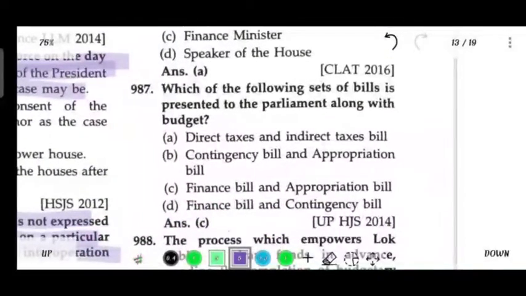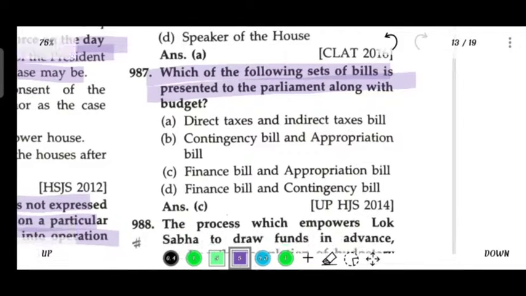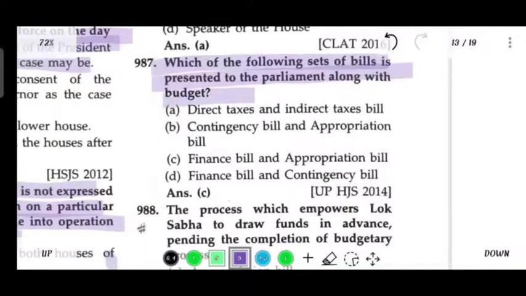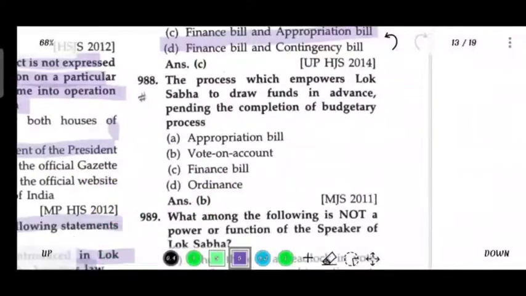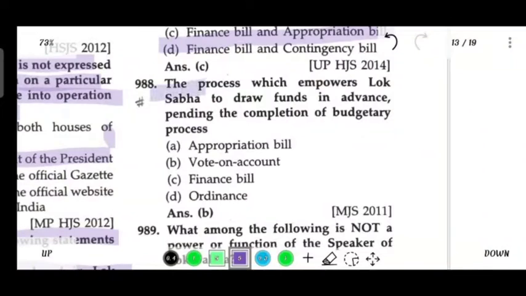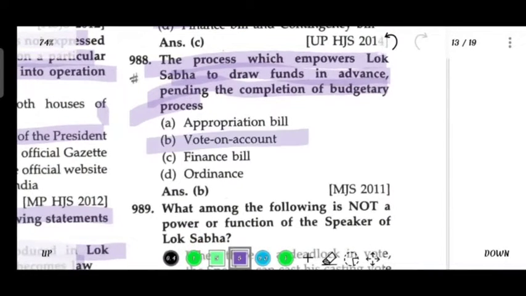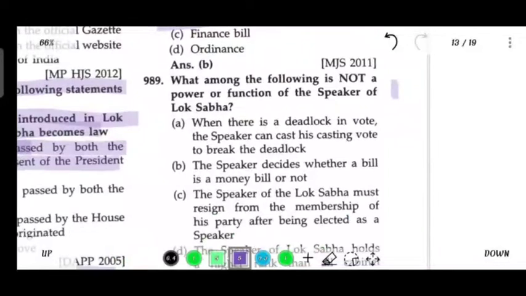President. Which one of the following sets of bills is presented to the Parliament along with the budget? Financial bill and appropriation bill. The process which empowers the Lok Sabha to draw funds in advance, pending the completion of the budgetary process, is vote on account.